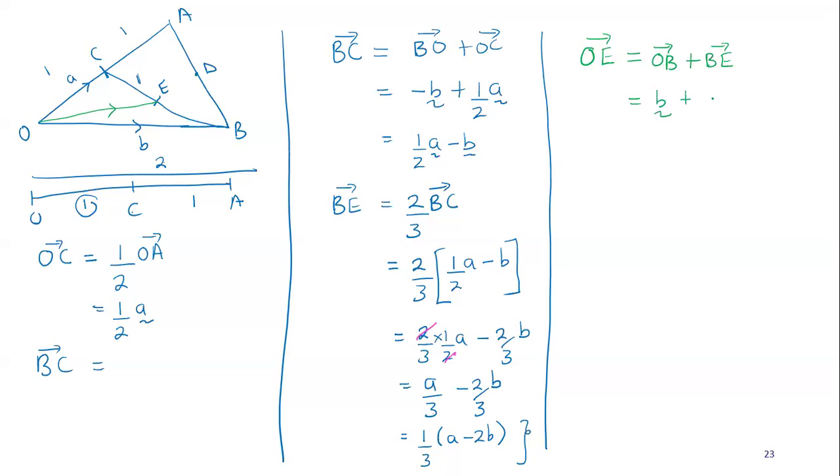Plus BE. Our BE is this one, where we have a half of 3, then into A. Okay, good. So this is our BE from here.